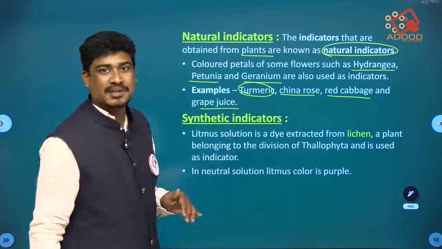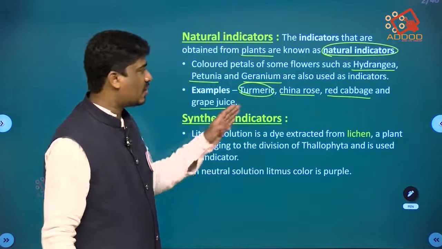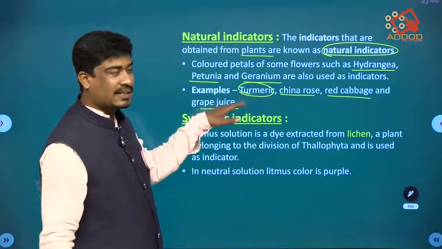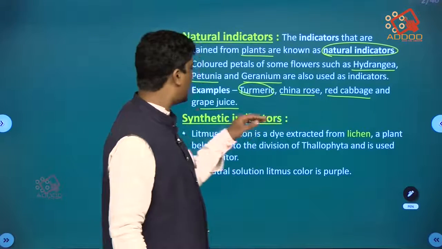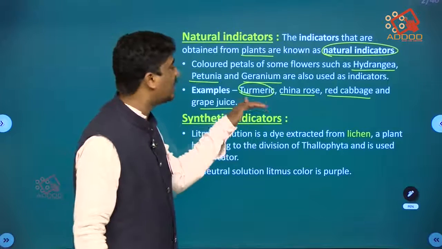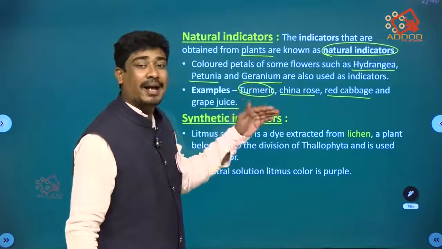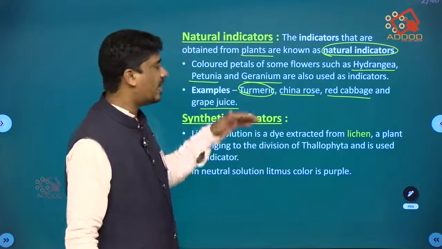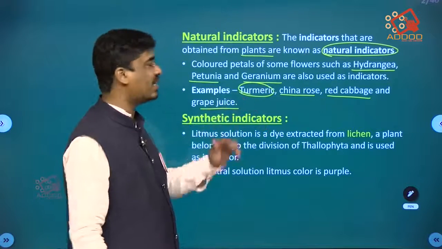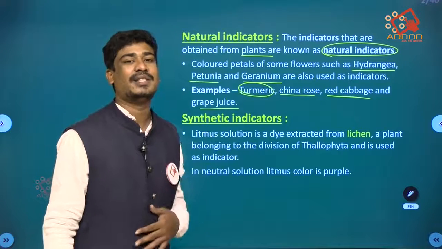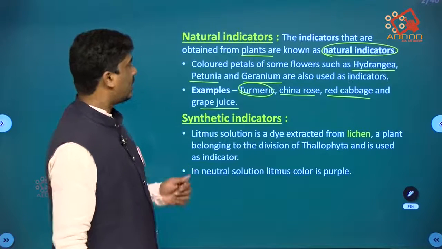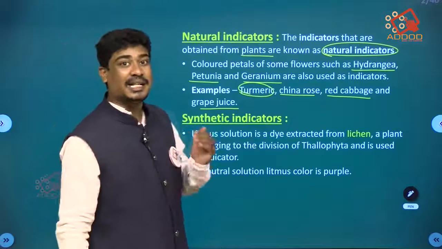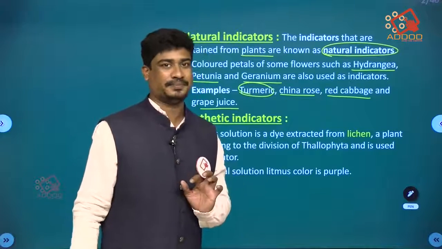See in the examples. You may remember that turmeric, China rose, red cabbage and grape juice are natural indicators, and we had already done experiments with these indicators in the 7th standard. So this is about natural indicators, which are obtained from plants.